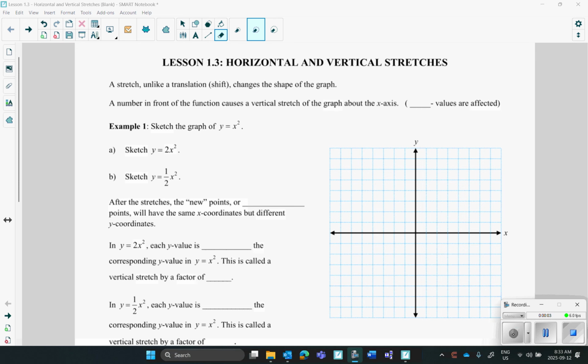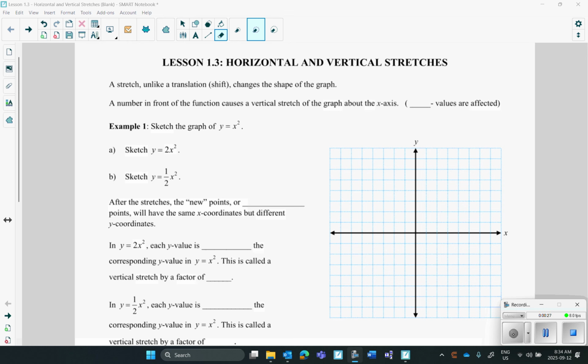Remember, we're talking about transformations of functions, right? Meaning moving them around, changing the shape, flipping them upside down or right to left. And today we're going to talk about horizontal and vertical stretches. Vertical stretches you've seen before, horizontal stretches you have not, right?